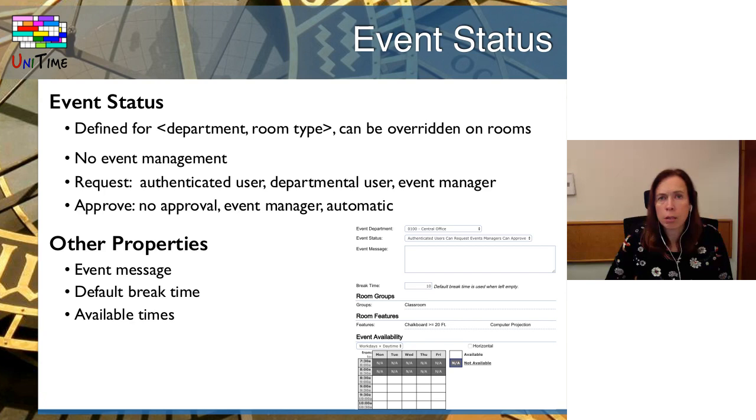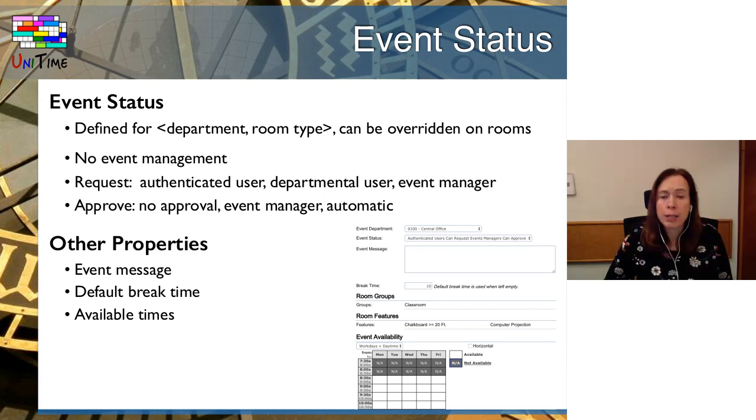There are some examples of who can request, like authenticated users, departmental users, event managers. And you can either require no approval, or you may have automatic approval for some departments and room types, or the event manager can approve. And as I said, it can be the event manager or someone that the event manager delegates to be able to do that.